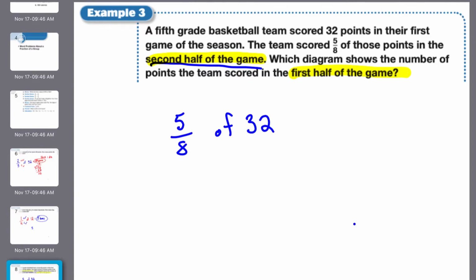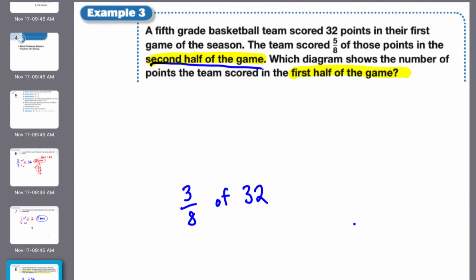or instead of 5/8 of 32, I could do 3/8, because if they scored 5/8 in the second half, they would have scored 3/8 in the first half. So 3/8 of 32. I'll do it that way, and then I'll have my final answer at the start.